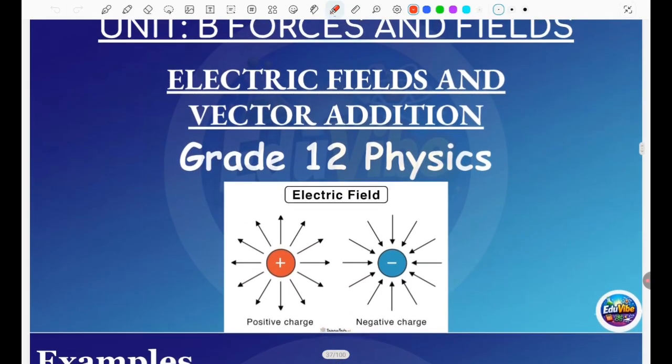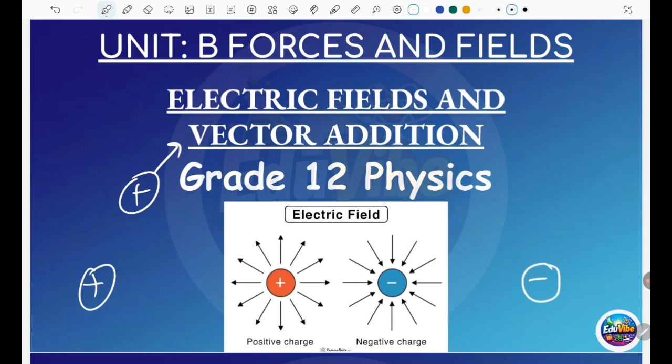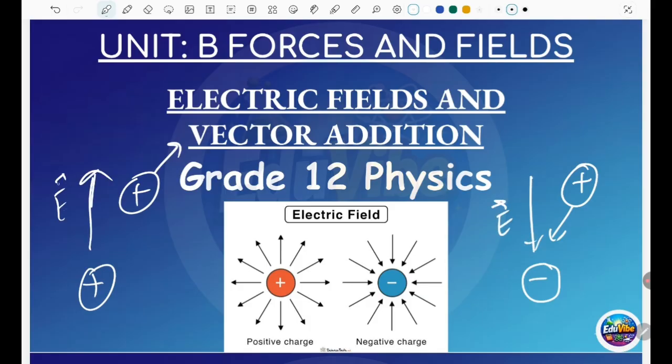If you know about electric fields, let me review: if you have a positive source charge and your test charge always remains positive, the force goes away from the source. If you have a negative source charge and the test charge is positive, it goes towards it, and the electric field also goes towards it. The force also goes with the electric field. That is all you have to know when we do electric fields and vector addition.